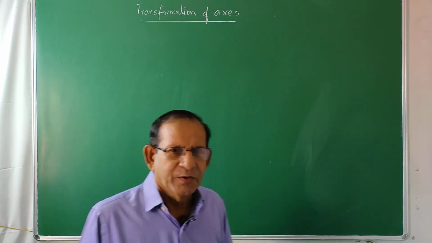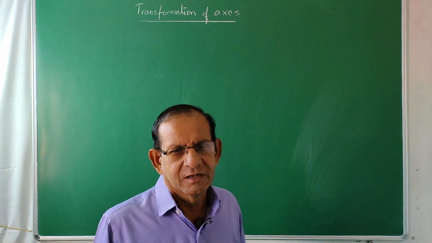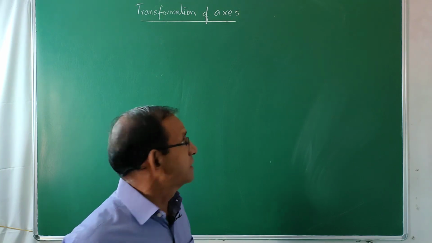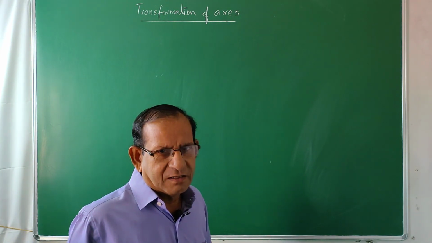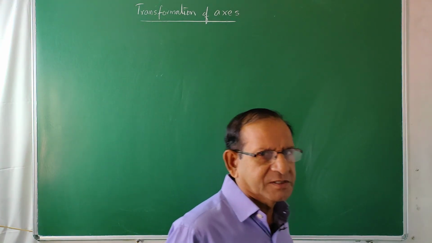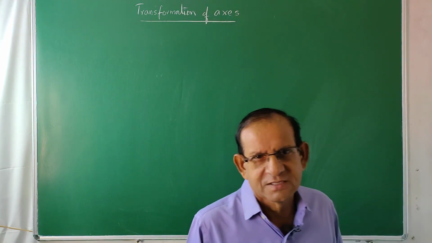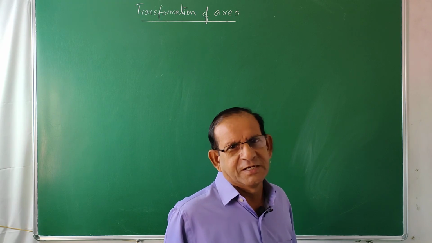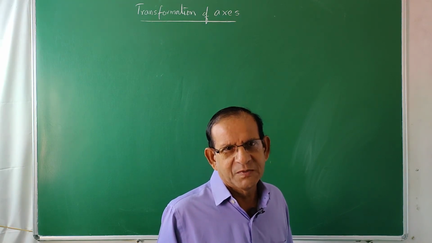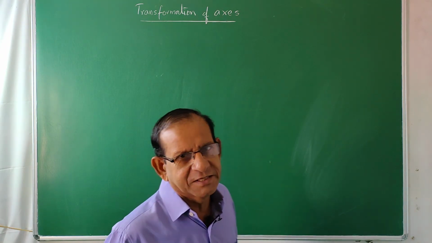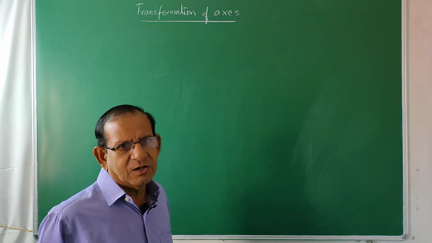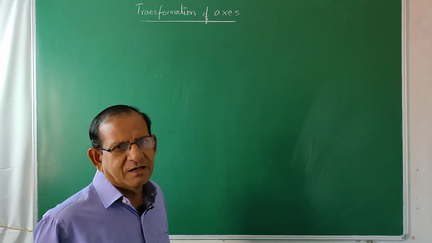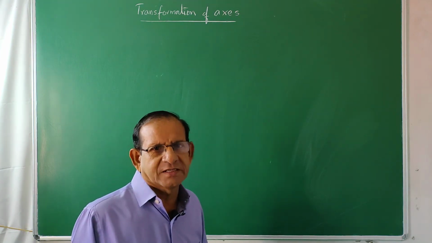Students, today I am going to give the introduction on transformation of axis. There are two types of transformations in that. One is shifting of origin from the present place to another place without changing the directions of the coordinate axis. That is called translation. The other one is rotation of axis.